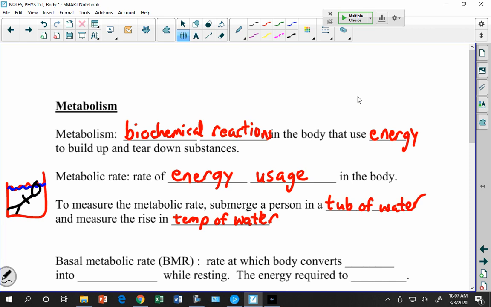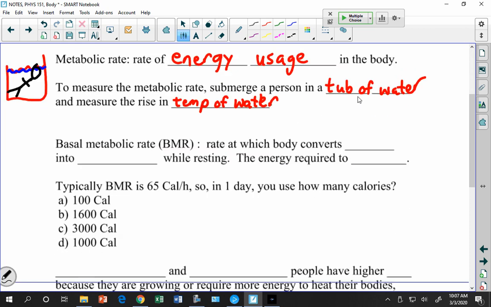There are other ways to measure your metabolic rate. You can look at your age, your level of activity, your muscle mass, your bone mass, and you can also measure your metabolic rate that way. Your metabolic rate includes your basal metabolic rate, and that's the rate at which your body converts energy into thermal energy while resting. This is really the energy that's required to live.